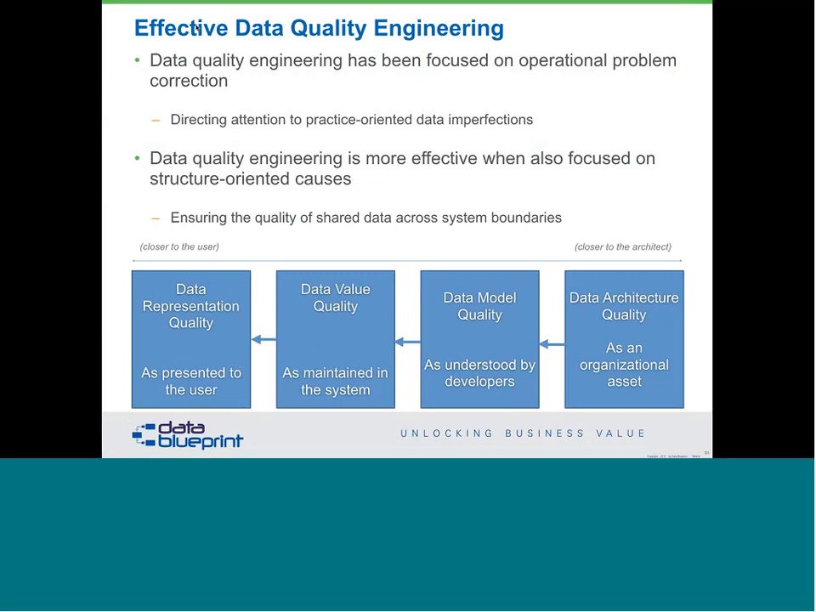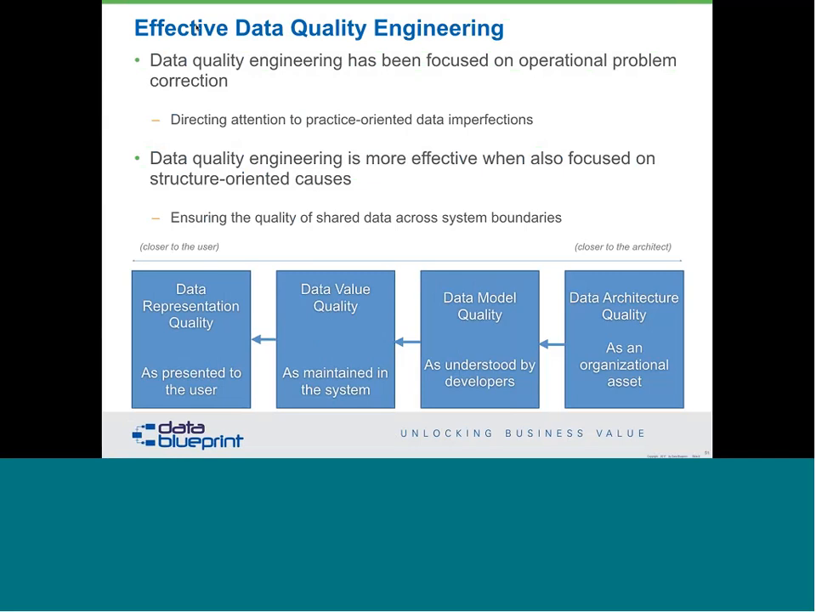I also have some slides at the end that have some more reference material on these specific topics, which is to say that if we look at the relationship between those 4 attributes, representation quality, value quality, model quality, and architecture quality, you can see that on the left-hand side of this picture, you are closer to the user, what the user sees. And if you're at the right-hand side of this picture, you have closer to the architect, less visibility into this as well.